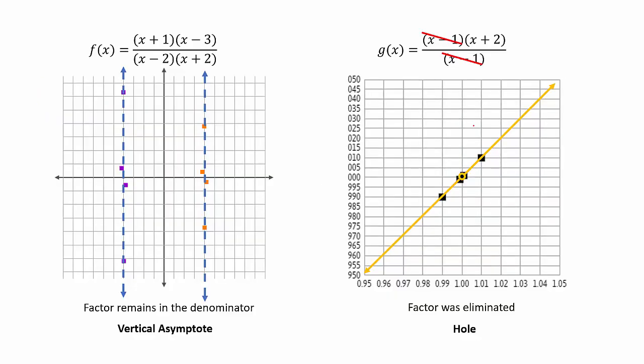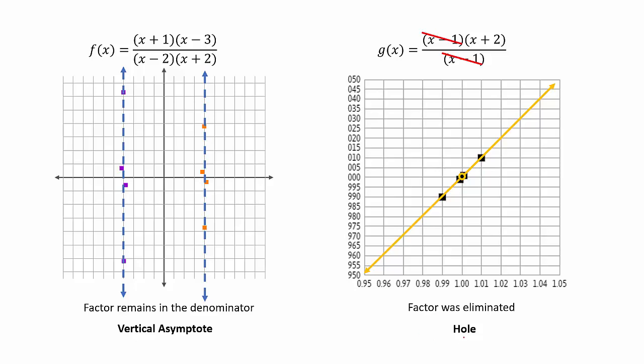All right, so just to compare these two again, remember that when the factor remains in the denominator, we get this picture, right? And you can tell it's kind of all over the place. There's some going towards positive infinity. There's some points going towards negative infinity. That's what gives us a vertical asymptote, when the factor remains in the denominator. But when the factors are eliminated, look at how the points go in a nice pattern, right? There's some order to this pattern. When that factor is eliminated, we get the hole.